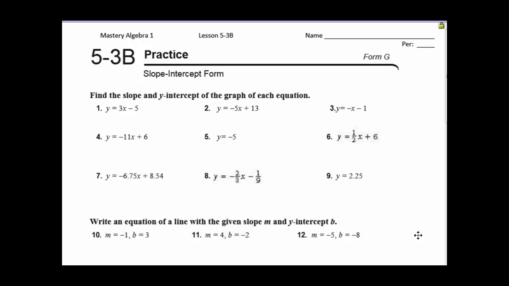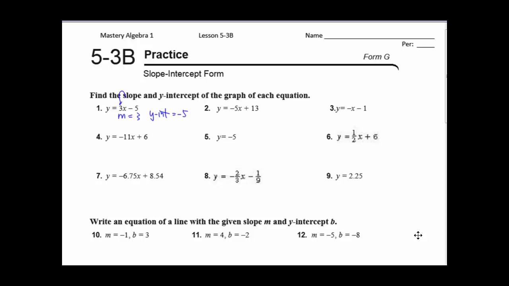Let's take number 1. If we have y equals 3x minus 5, we need to find the slope. The slope is attached to, or being multiplied to, that x value. So we know that the slope is 3. And then what we're adding to the 3x is our y-intercept, or our b. And our y-intercept is that negative 5.